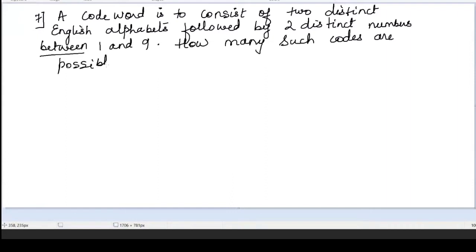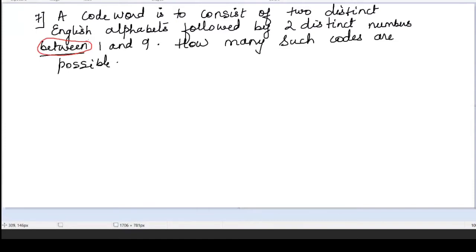Okay, let us understand the question first. A code word, first two should be alphabets only. Followed by means the next two should be the numbers only, and that number should be between 1 and 9. What do we understand by the term between? You should know the difference between from 1 to 9 and between 1 and 9. From 1 to 9 means 1 is included, 9 is also included. That was the word from. Now the word between. Between means 1 is not there, 9 is also not there.